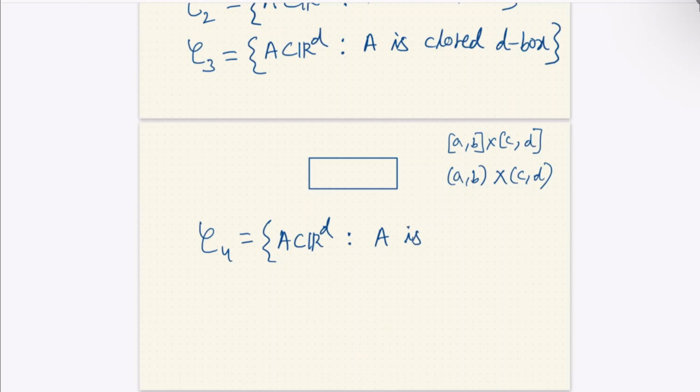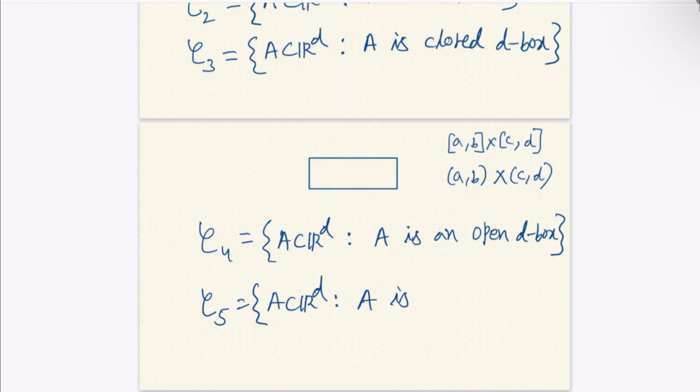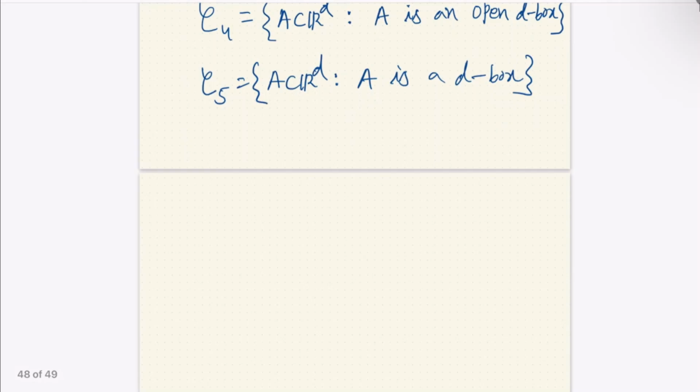A is an open d-box, and C5 is a collection of just d-boxes, where A is a d-box. If you choose all the d-boxes from R^d and generate from them, do you get only open subsets or not? That's the thing. I'm not sure, let me think. Okay, let us write up.